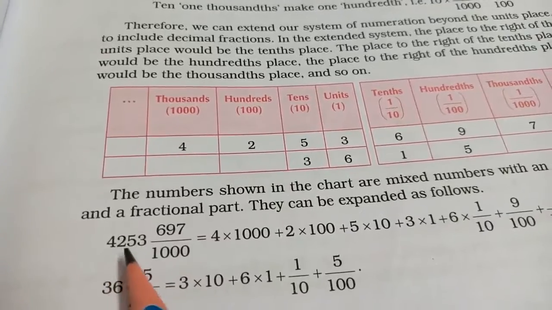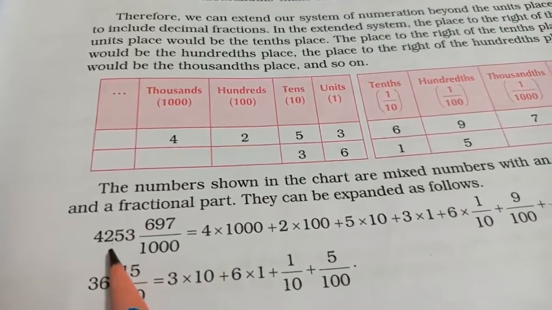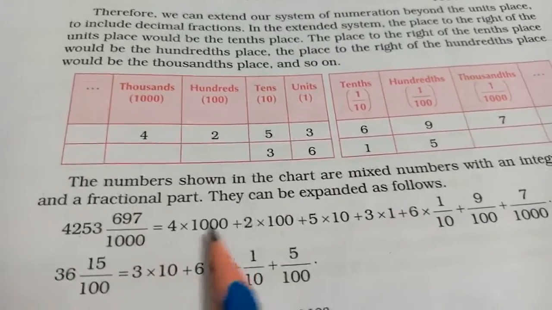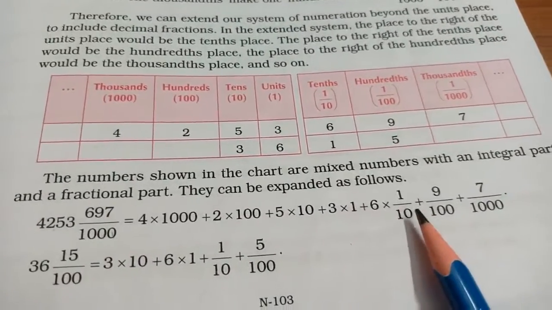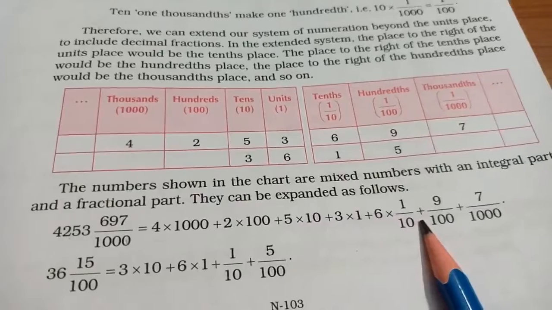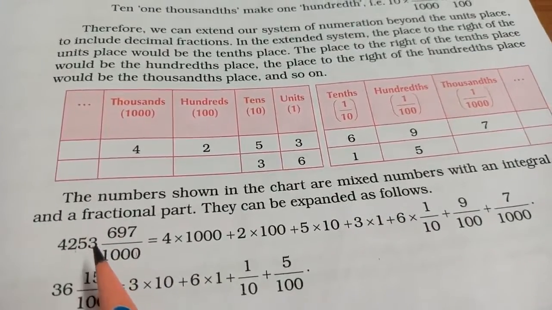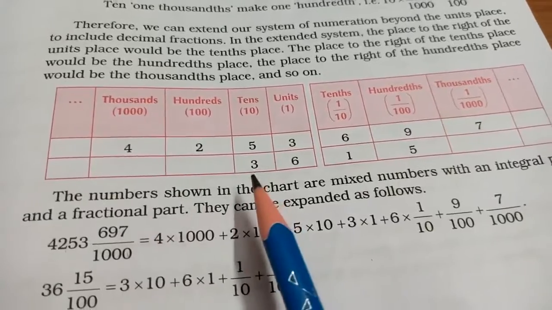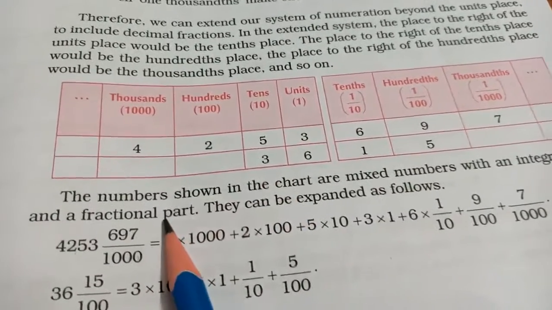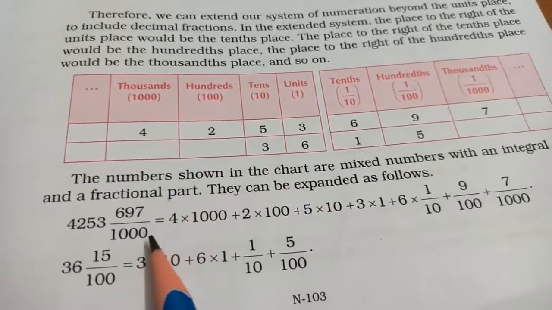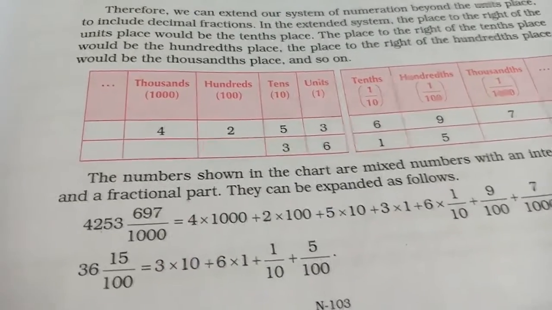This 4253 is called the integral part, and this is called the fractional part, and we will be using expanded form. All these things we are going to see in the exercise now. In a decimal number, we will have two concepts, the integral part and the fractional part. This fractional part is also known as the decimal part. Based on this, we are going to do the sums in exercise 7e.